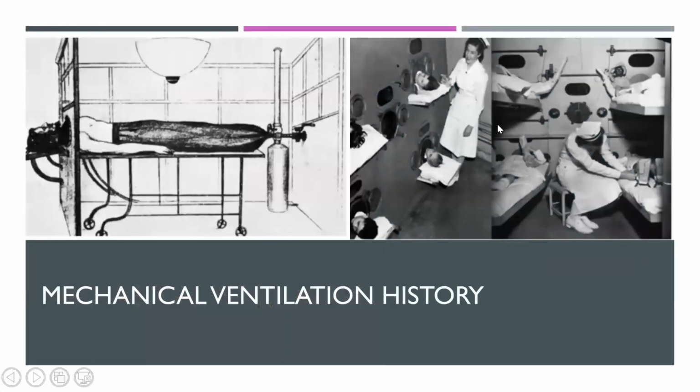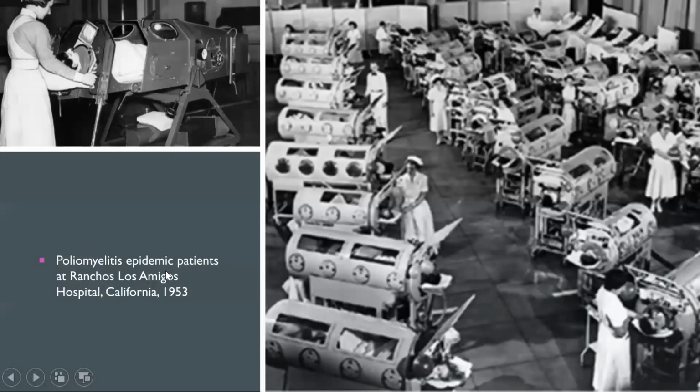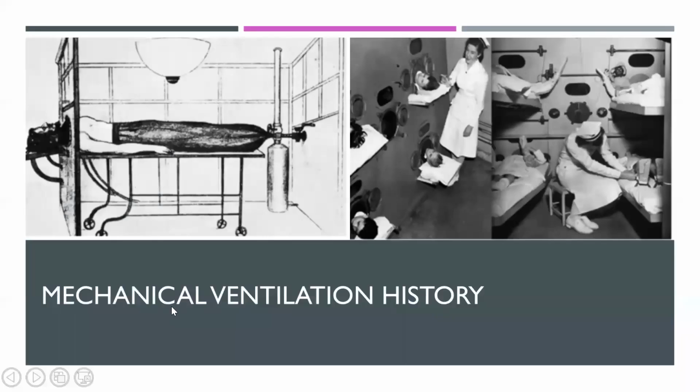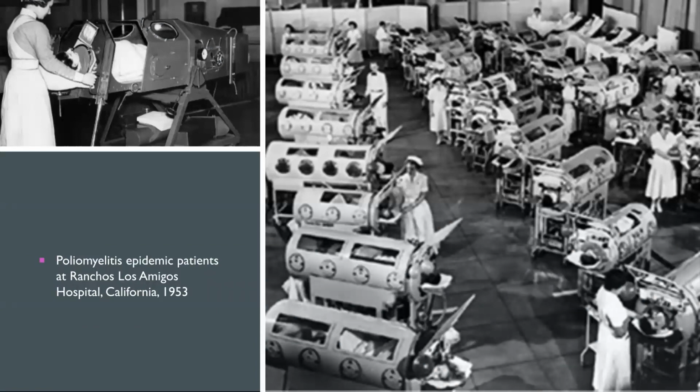We will see here another old ventilator, also based on negative pressure ventilation. This is called the iron lung. This was used in the poliomyelitis epidemic patients. This picture was taken in California in 1953. As you can see here in the first picture, how it's working. It's like inserting the patient inside a room with a negative pressure, and the lung will be pulled and the patient will breathe through their mouth or nose with no intubation.